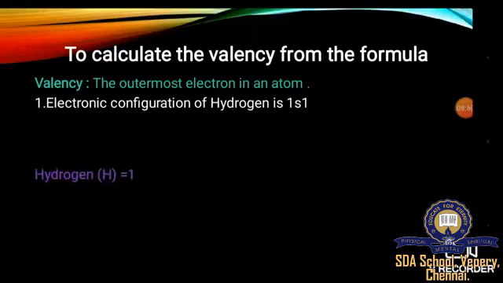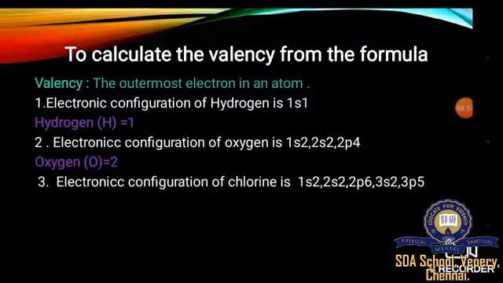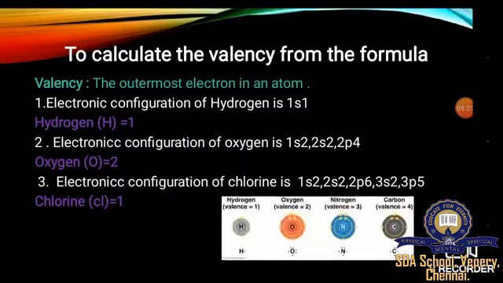The valency of hydrogen is 1. The valency of oxygen is 2. The valency of chlorine is 1. Here we can see in the picture that hydrogen has 1 electron in the outermost shell, so the valency is 1. For carbon we can see 4 electrons in the outermost shell, so the valency of carbon is 4.